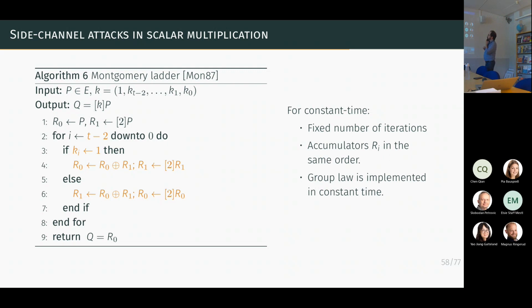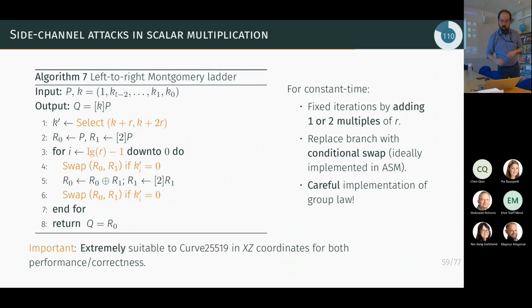Here we still have a problem with the number of iterations. You can handle the branches using conditional swaps, but you still need to implement the group law in constant time. Otherwise, the adversary might be able to distinguish one case from the other. So that's a refactored version of the algorithm. Now we're dealing with the number of iterations.